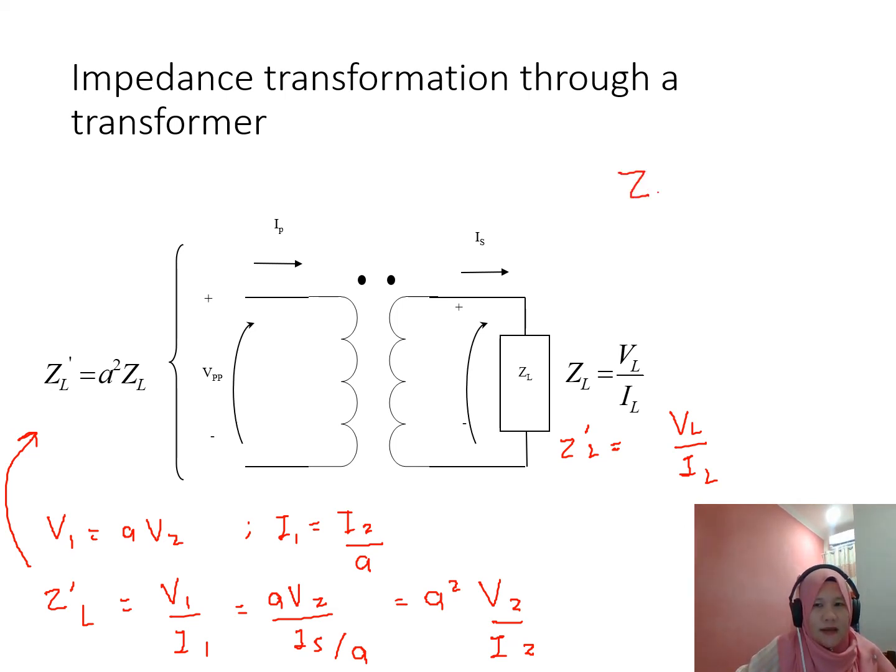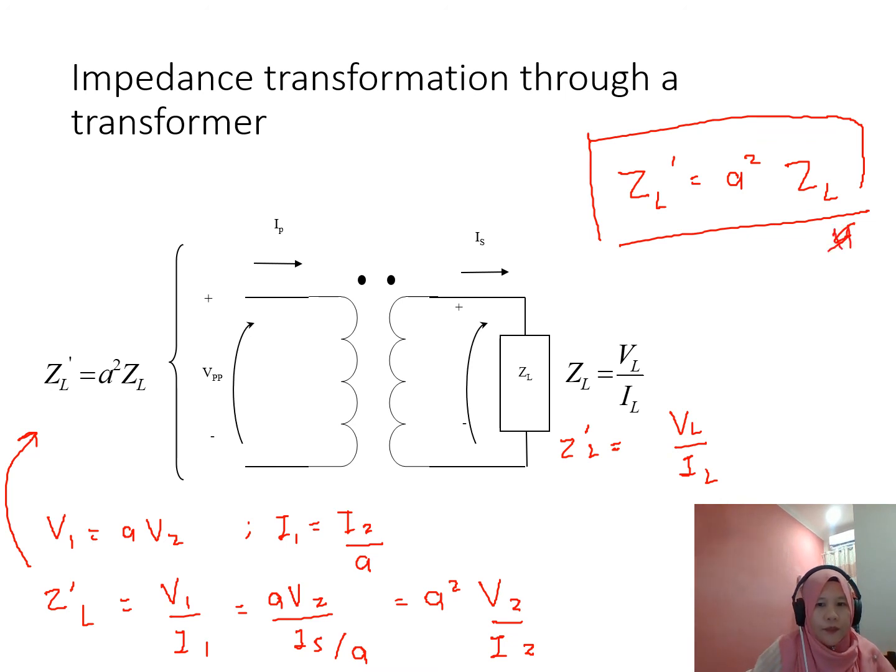So we can also write the equation as: the apparent impedance of the primary side, ZL prime, is equal to A squared ZL.